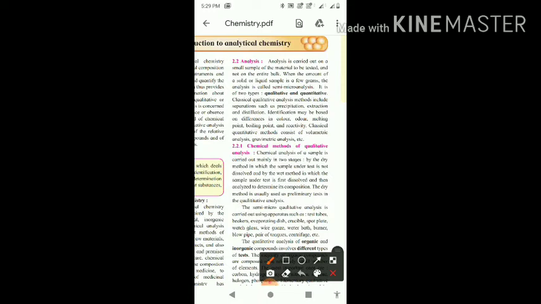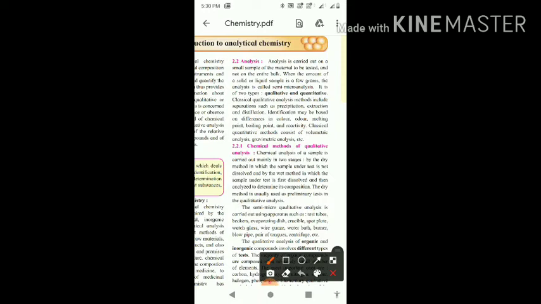This method is used to separate compounds based on their relative solubilities. Here the parameter of solubility is most important. Depending on the solubility, we are separating the compounds from that solution. So this is how the extraction works.